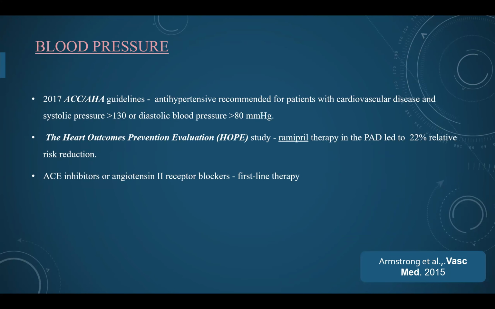Coming to blood pressure, according to recent AHA guidelines, antihypertensive therapy is recommended for patients with cardiovascular disease and systolic pressure greater than 130 and diastolic pressure greater than 80 mm of Hg. According to the HOPE study, ramipril therapy in PAD led to 22% relative risk reduction, and the advised first line therapy for PAD are ACE inhibitors or angiotensin II receptor blockers.